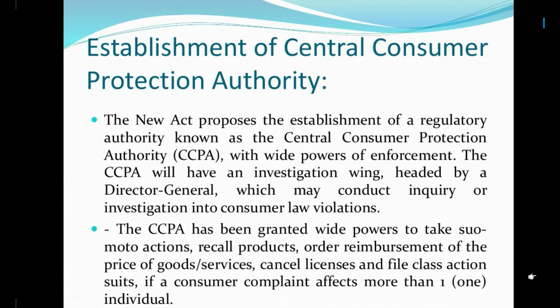Establishment of the Central Consumer Protection Authority. The new Act proposes the establishment of a regulatory authority known as the Central Consumer Protection Authority (CCPA), with wide powers of enforcement. The CCPA will have an investigation wing headed by a Director General, which may conduct inquiry and investigation into consumer law violations. The CCPA has been granted wide powers to take suo motu actions, recall products, order reimbursement of the price of goods or services, cancel licenses, and file class action suits if a consumer complaint affects more than one individual.